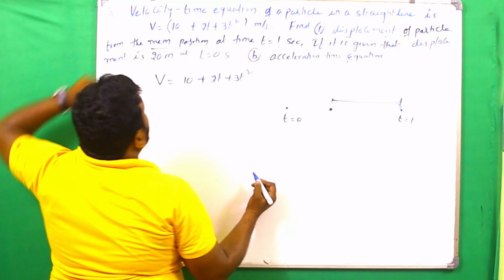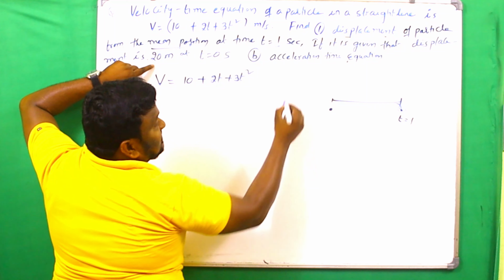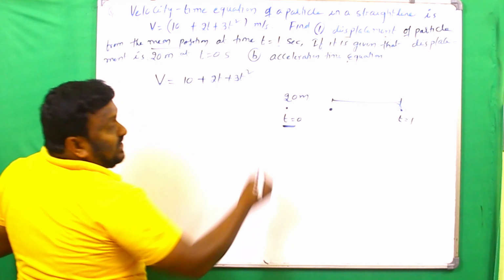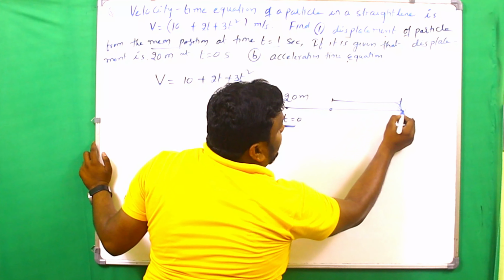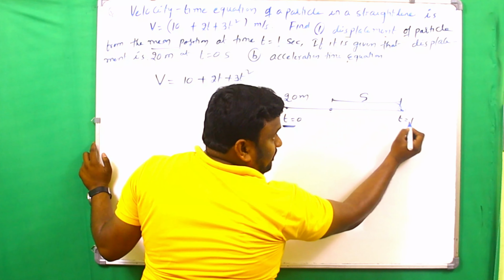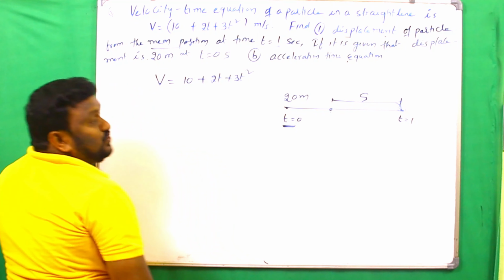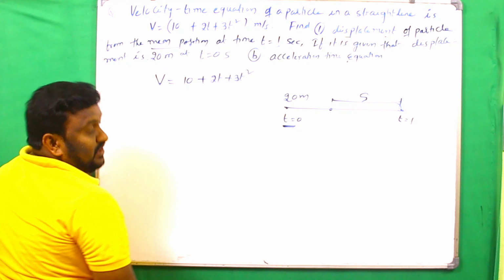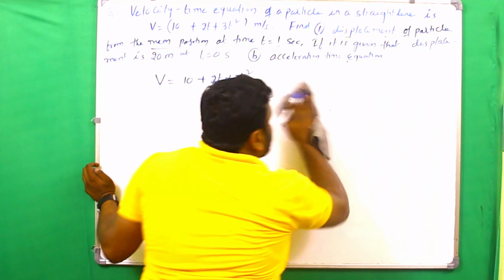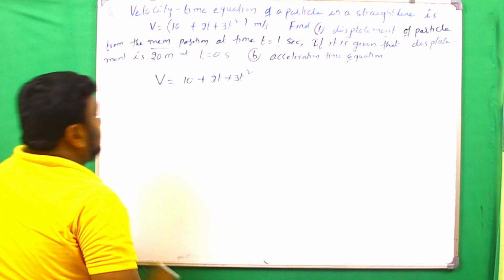And it is given that at time t equals 0 seconds, it is at 20 meters. Now we want to find the displacement from the mean position at time t equals 1 second. Clear? That is the problem here. Very simple, we have to integrate that.